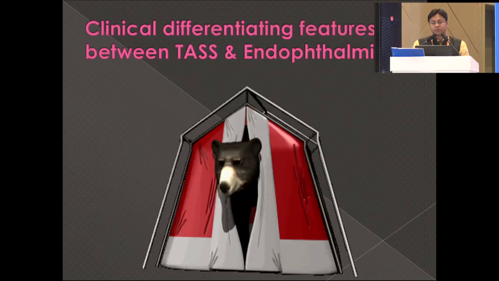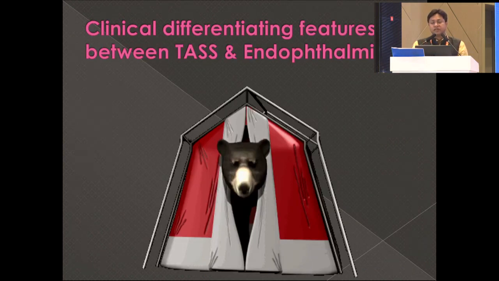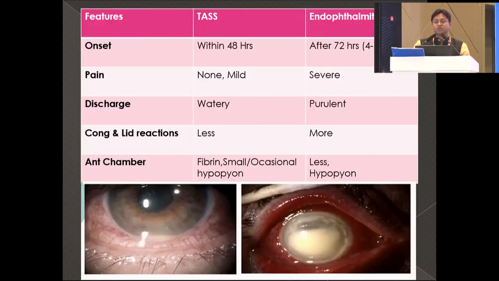Now coming to the main topic, what is the clinical differentiation between TASS and endophthalmitis? The first difference is the onset. TASS is usually seen within 48 hours, meaning within 2 days. However, the earliest endophthalmitis features occur after 72 hours. So if you see it just after 6, 12 or 24 hours, there is more chance of TASS as compared to endophthalmitis.